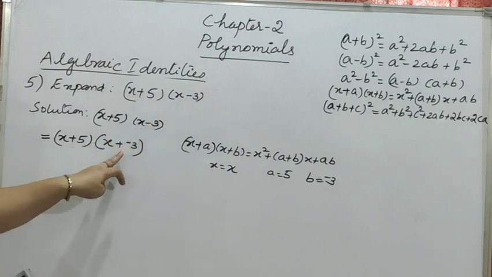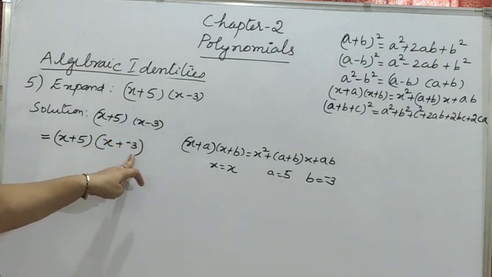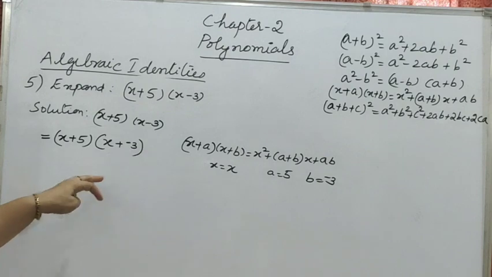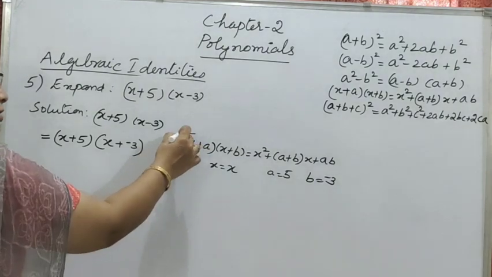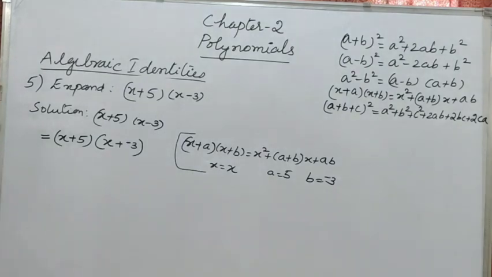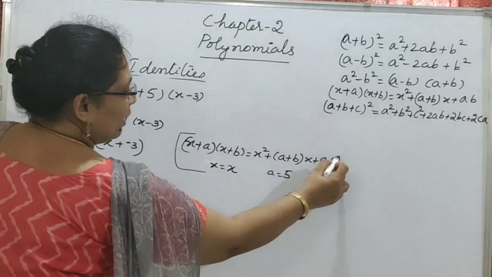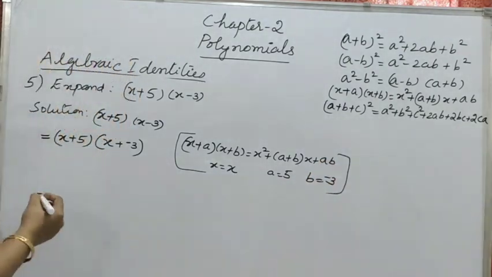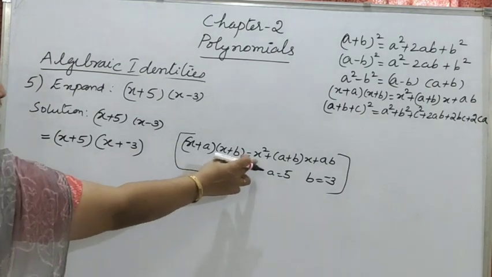So minus 3 is to be written as plus into minus 3, right? Now compare with the identity. You can identify that in place of x we are getting x, in place of a we are getting 5, and in place of b we are getting minus 3.